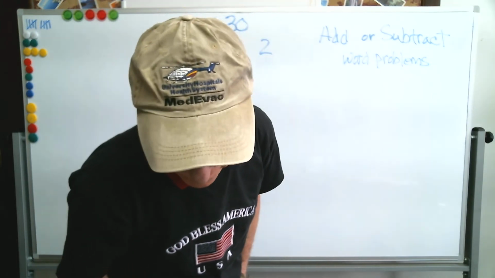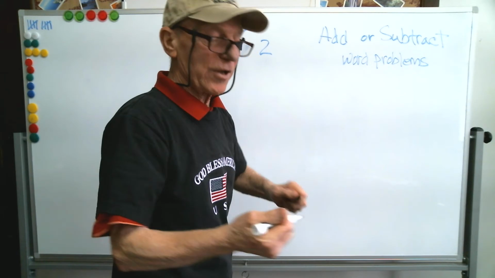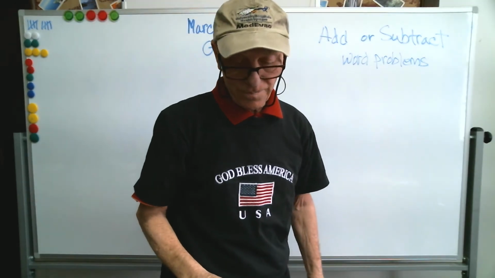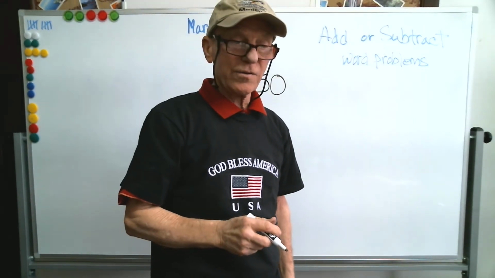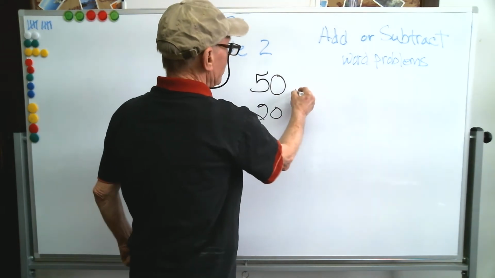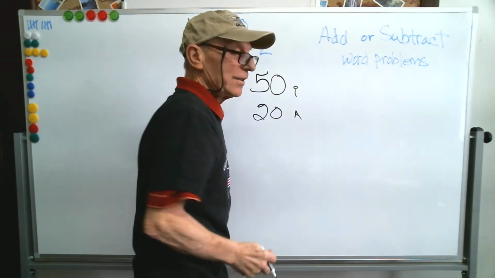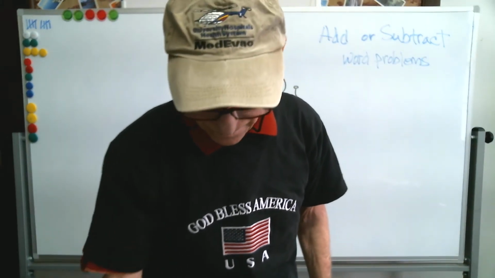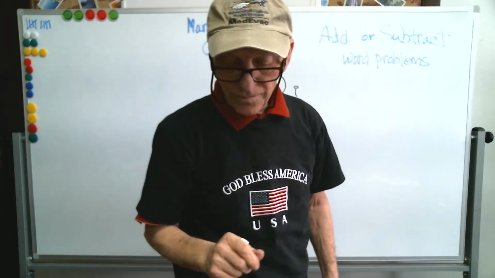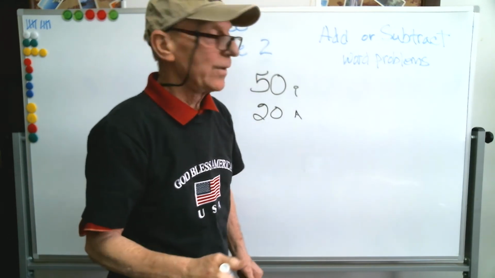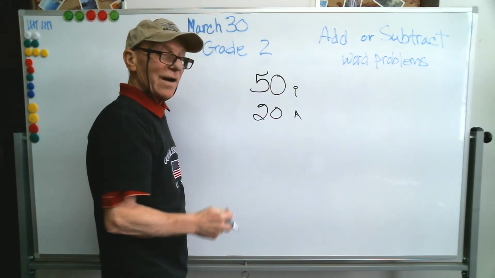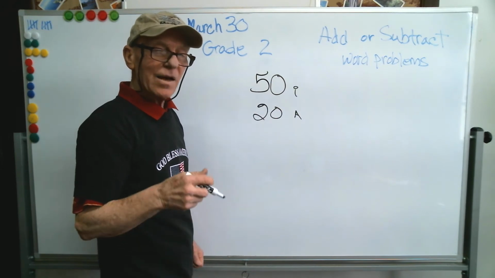50 people went to watch the movies. Well, there's our first number, 50. 20 were adults. There's another number. So altogether, we got 50 people and 20 adults. That's all we need to know so far. The last sentence of this problem says, how many were kids? Well, we know altogether we had 50 people. And out of that 50, 20 of them are adults. So how many are kids?